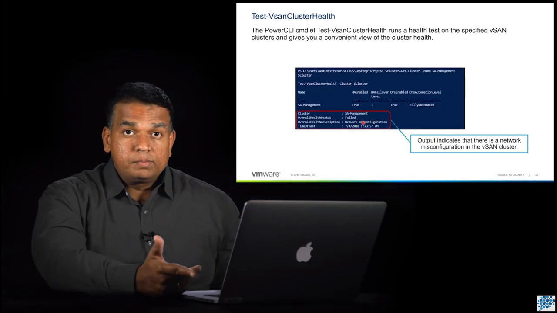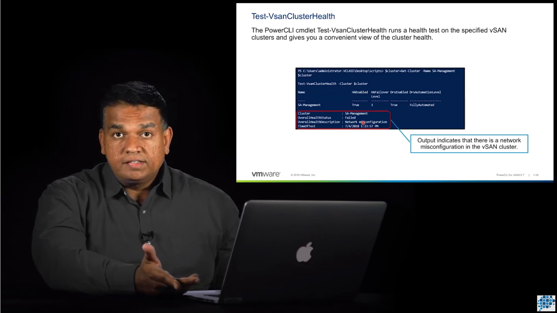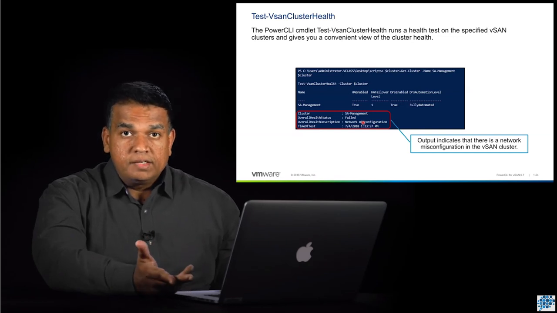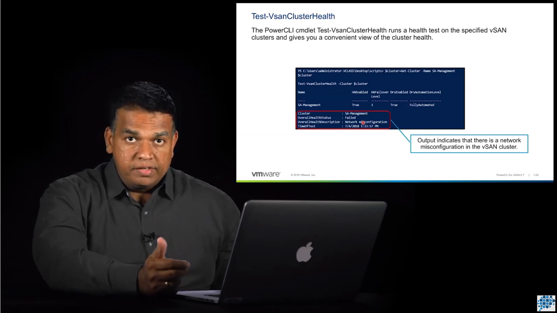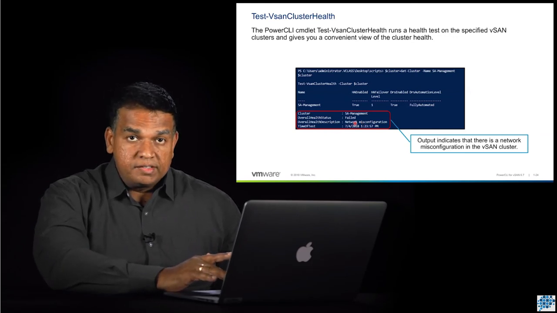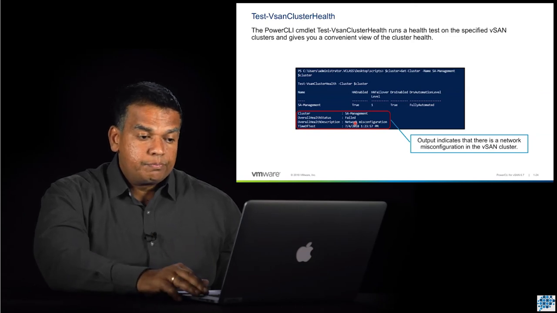So it might be possible that on one of the ESXi hosts, somebody has disabled the VMkernel NIC, or there is some other kind of failure on one of the ESXi hosts. So it is obviously showing a network misconfiguration. So let's try to see if we can get some more information on this.